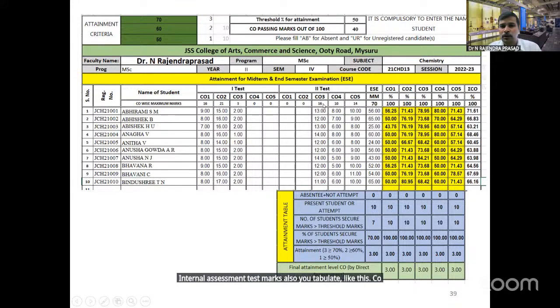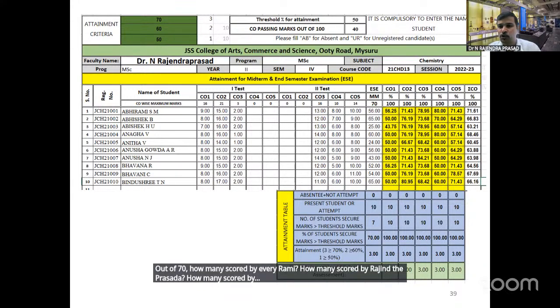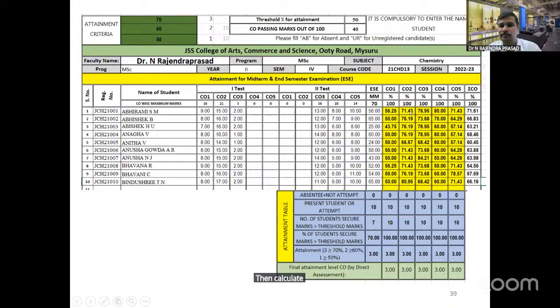CO3, total questions were for 16 marks. Abhirami has scored 13 marks for 16. For CO4, 10 marks maximum, 8 scored. For CO5, 14 marks maximum, 10 scored. So all the students' marks you enter here. Then end semester examination marks out of 70. How many scored by Abhirami? How many scored by Rajendraprasad? How many scored by Vijay Lakshmi? How many scored by Sharana Basava? You enter. Then calculate the percentage.